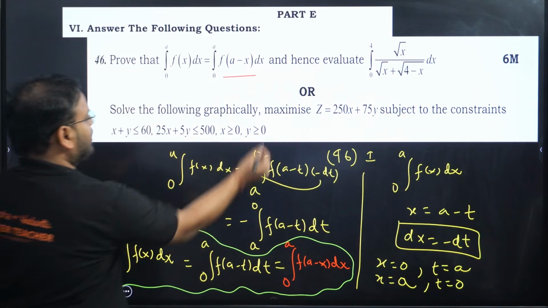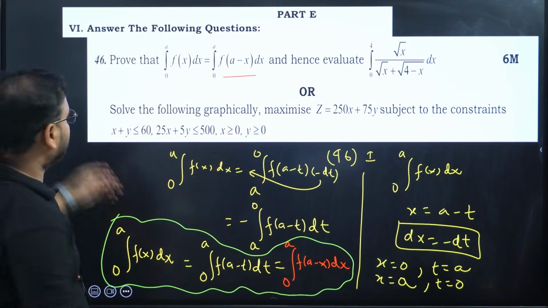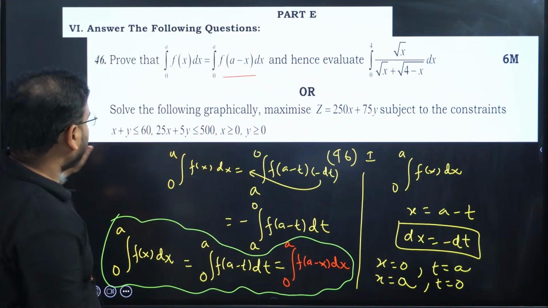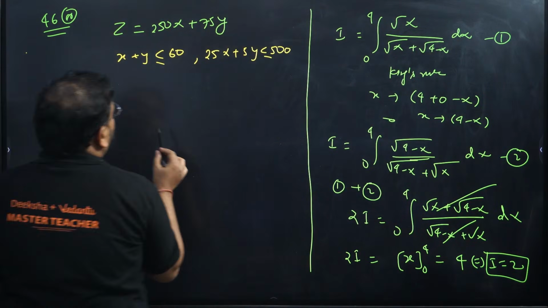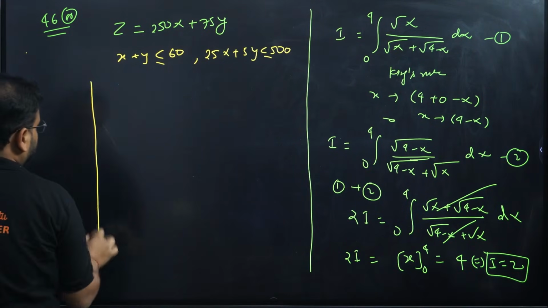And of course non-negative constraints are there in the first quadrant. Okay, nothing else is there. We have to maximize it. Can we draw the graph over here? I think this will work. Let's draw the graph directly.